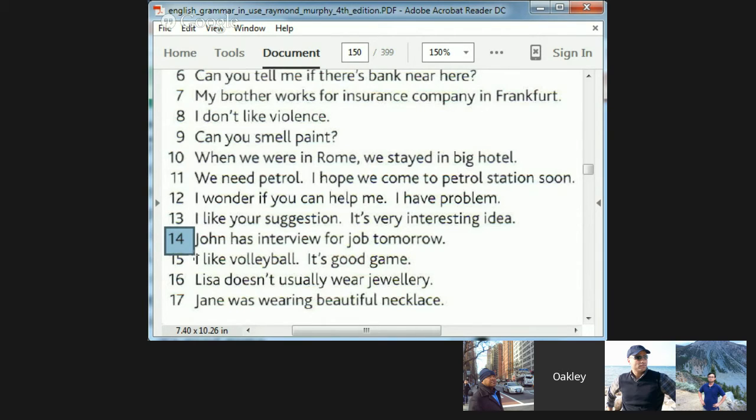Okay, number 14 here. John has an interview for a job tomorrow. So John has an interview for a job tomorrow. Another one that many people confuse, because it's like problem and trouble, job and work. Jobs are countable. Work is not.